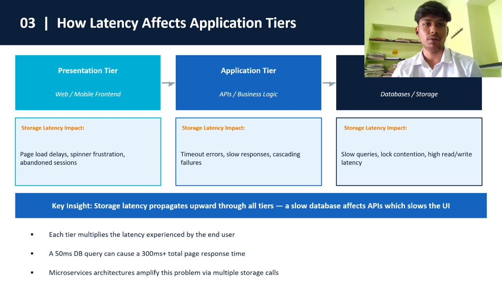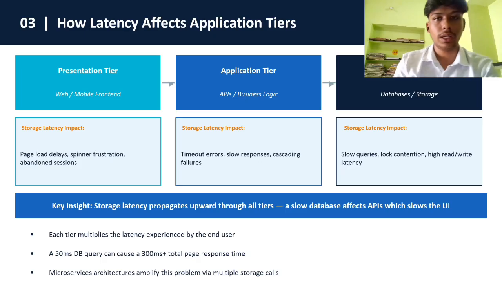The middle floor is the application layer, your backend server, your APIs, your business logic. This is the brain of our application. And the top floor is the presentation layer, the website or mobile app that the user actually sees and interacts with. Now, here's what happens when there's a storage latency at the ground floor.